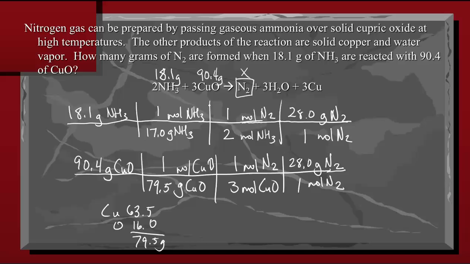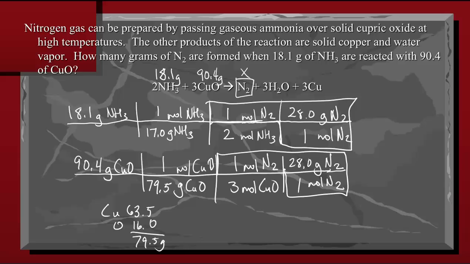Have you guys noticed that the last 3 blocks are exactly the same? If they're not, you're doing something wrong because you're always converting to the same thing. You have to convert to the same thing, or else you won't be able to figure out who the limiting reactant is. You have to compare apples to apples. Can't compare apples to oranges.